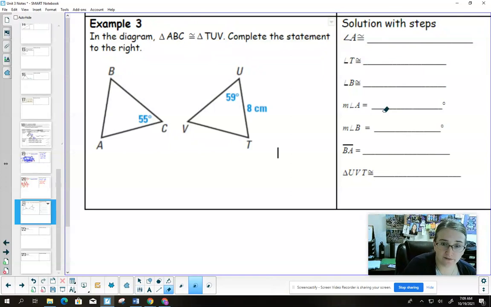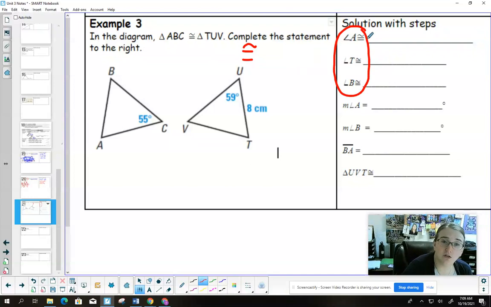So I want to see if you can fill this out. I'm going to give you a little hint here. I want you to do these three, and we'll start there. So these three say congruent symbol, so your answer is just going to be the letter name. So based on this statement, angle A is congruent to what? Angle T is congruent to what? Angle B is congruent to what? Just the letter. Go ahead and give that a shot just based on this statement.